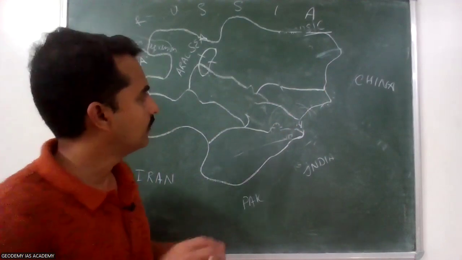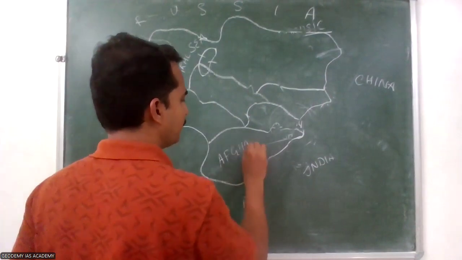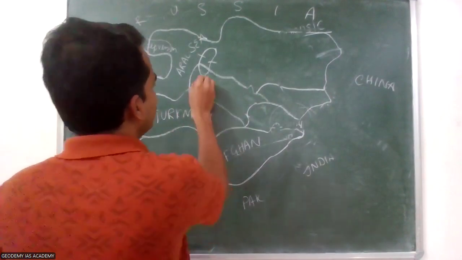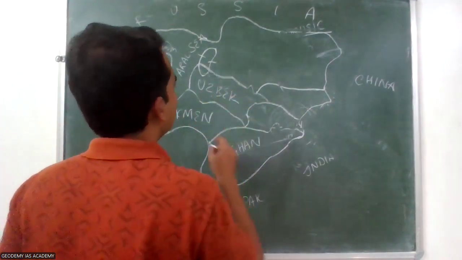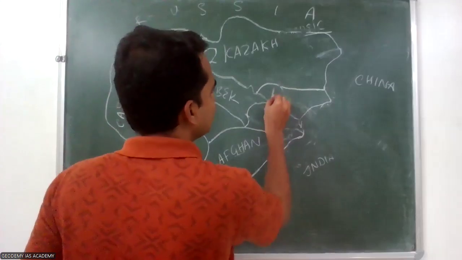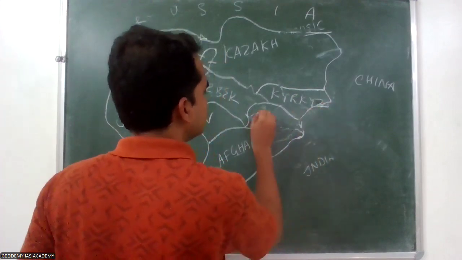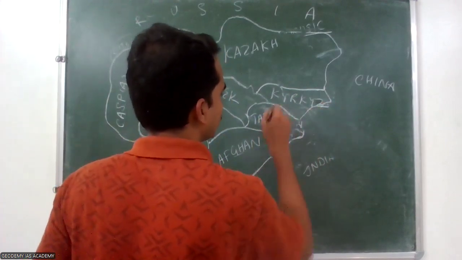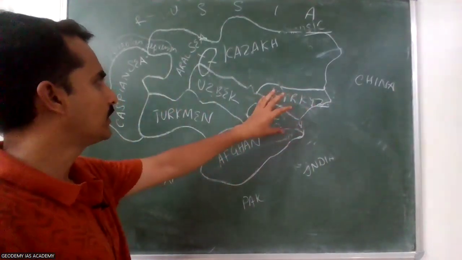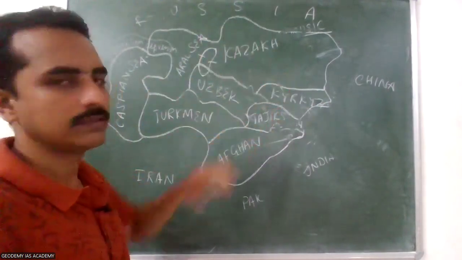Okay. So here the important countries are Afghanistan, Afghan. Here Turkmenistan, Turkmen. Uzbekistan. And here Kazakhstan. And here Kyrgyzstan. And here Tajikistan. Okay. So these are the countries in Central Asia. Tajikistan and Kyrgyzstan are very small countries. Kazakhstan is the larger one. Okay. Afghan, Turkmen, Uzbek, Kazakhstan, Kyrgyzstan, Tajikistan.